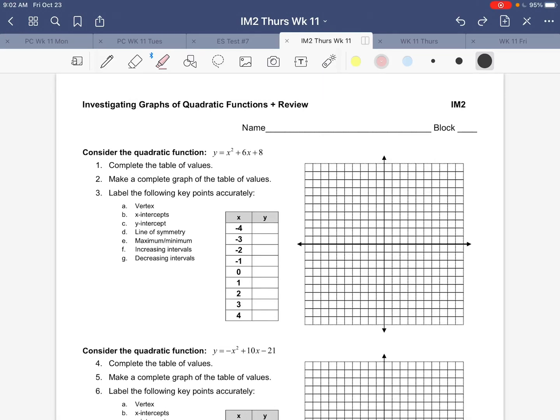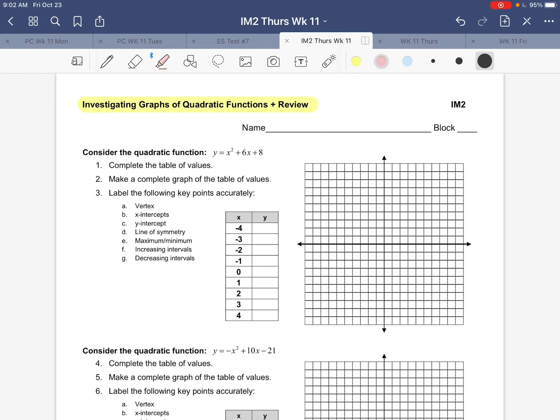Hello everyone, today we're going to be walking through a few of your problems on this worksheet, investigating graphs of quadratic functions. So what is a quadratic function? What does the graph of one look like? And some key terms that you should know when graphing it.